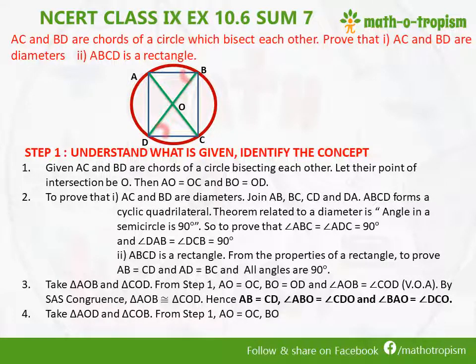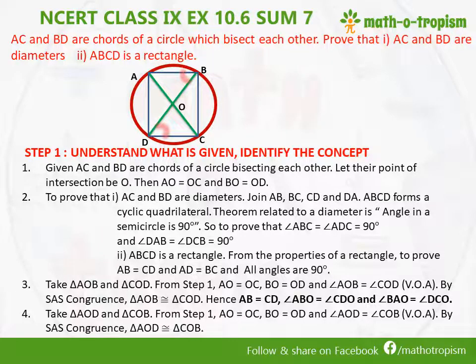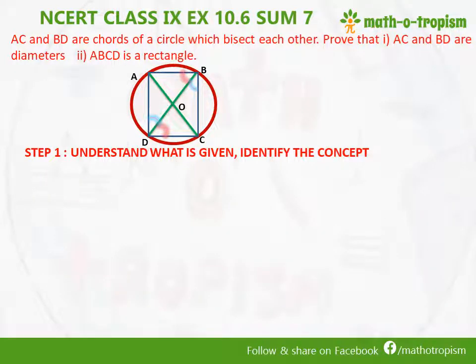From step 1 again, AO is equal to OC and BO equal to OD, and angle AOD and angle COB will be vertically opposite angles, so they will be equal. So by SAS congruence, these two triangles are congruent. So again AD will be equal to CB and angle ADO is equal to angle CBO and angle DAO is equal to angle BCO.